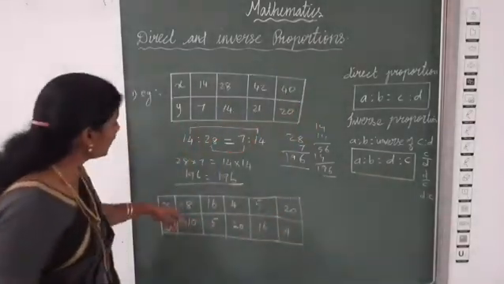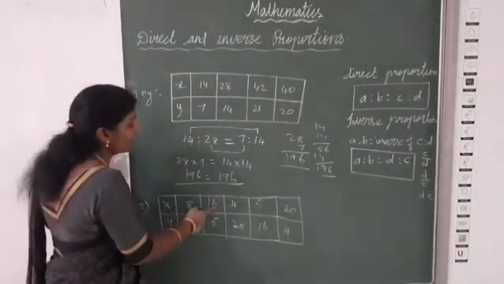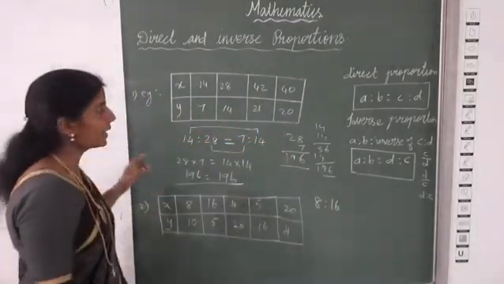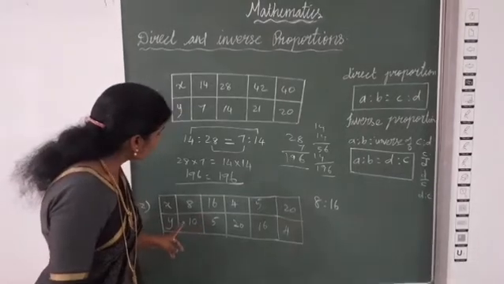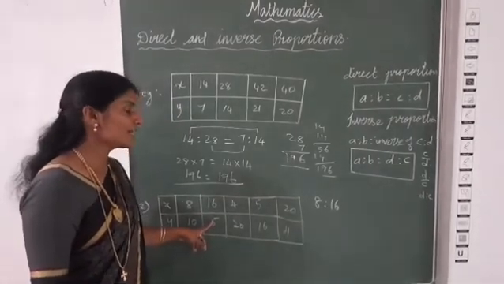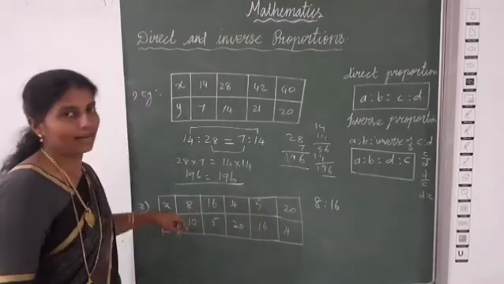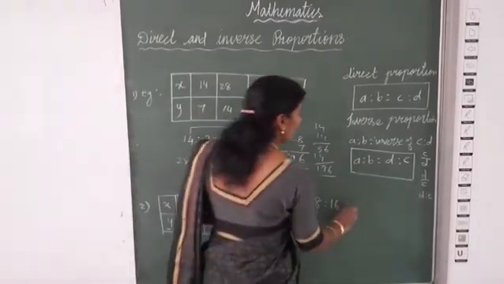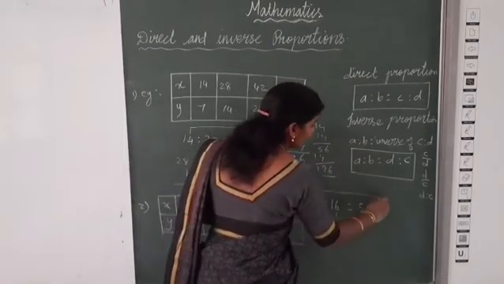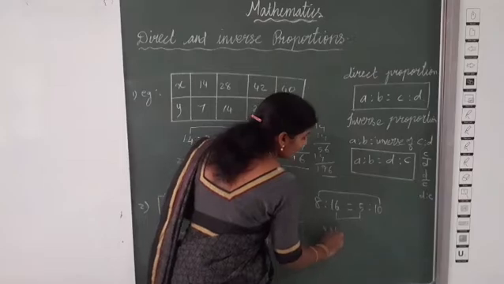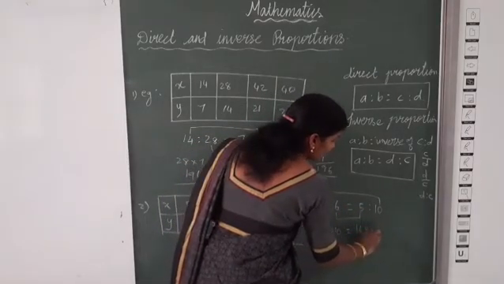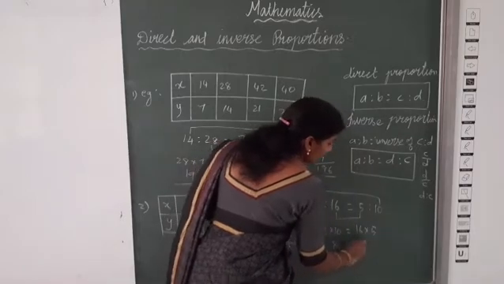Now listen here, one example. A is to B, 8 is to 16. Now C is to D, 10 is to 5. But here the inverse of C is to D means 5 is to 10. Are you clear? Now we can multiply this. 8 into 10 is equal to 16 into 5. So 80 equals 80.